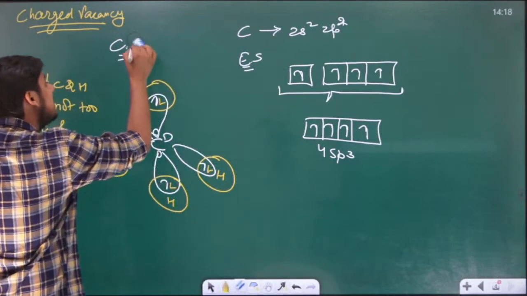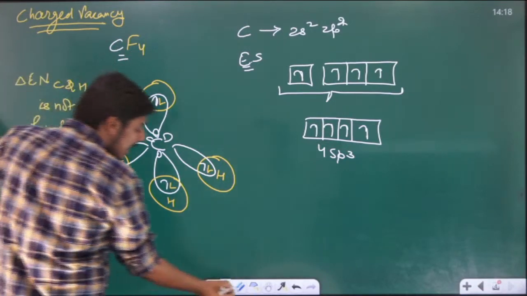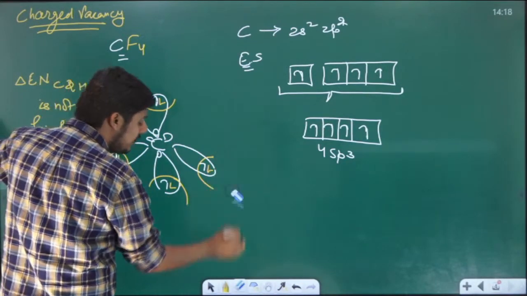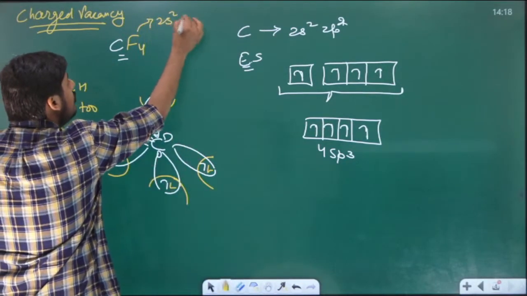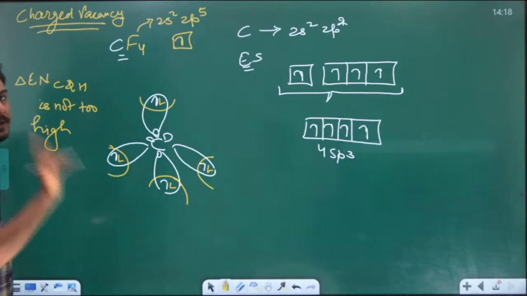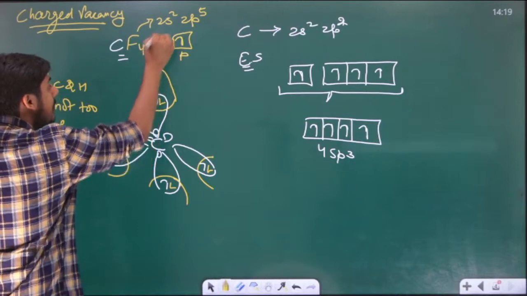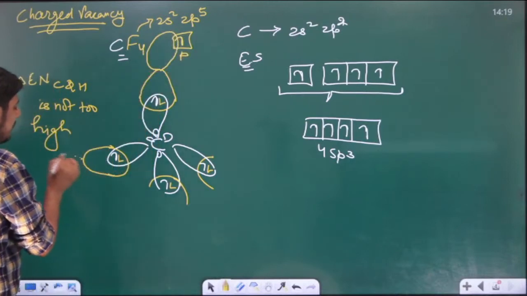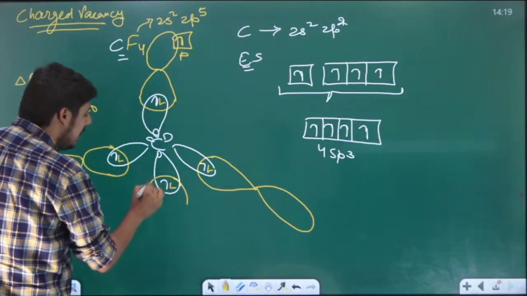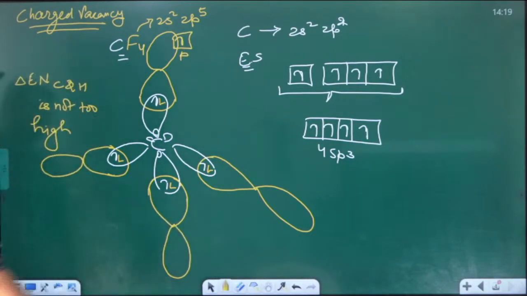Now, if I replace this hydrogen by some highly electronegative substituent such as fluorine, in that case, you guys know pretty well that fluorine has an electronic configuration of 2s2 2p5, having 1 p orbital singly occupied. This fluorine will come with its p orbital and will try to overlap with carbon through its p orbital, forming sigma bonds with sp3 orbitals of carbon.